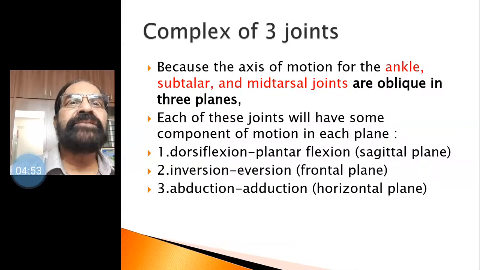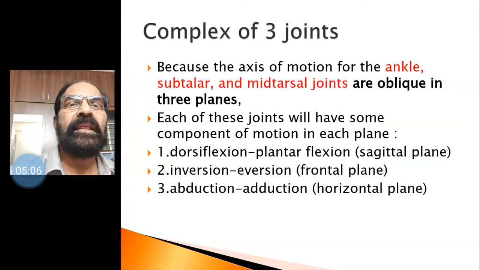There is a complex of 3 joints in the ankle because of the axis of motion of ankle, subtalar, mid-tarsal being oblique in 3 planes. Each of these joints will have some component of motion in each plane, that is dorsiflexion and plantar flexion in the sagittal plane, inversion and eversion in the frontal plane, and abduction and adduction in the horizontal plane.